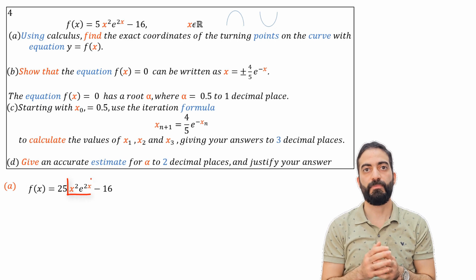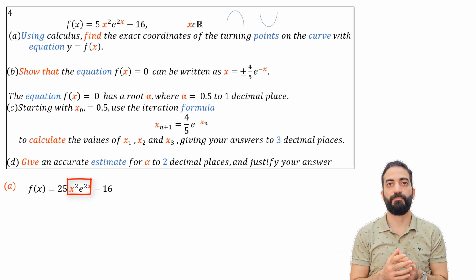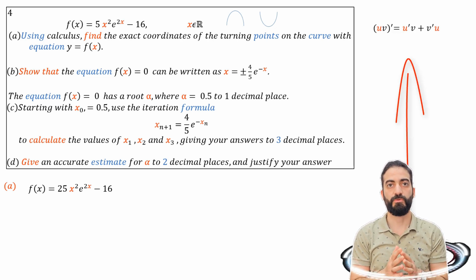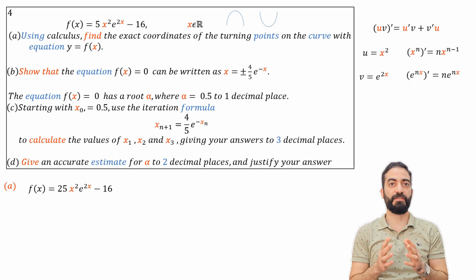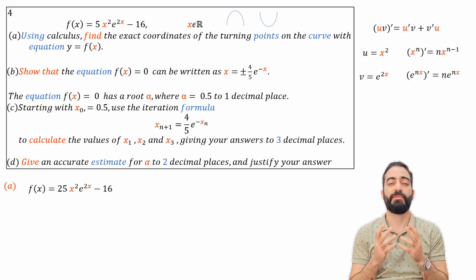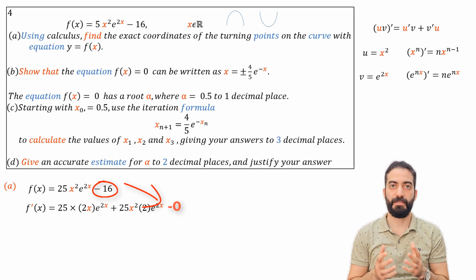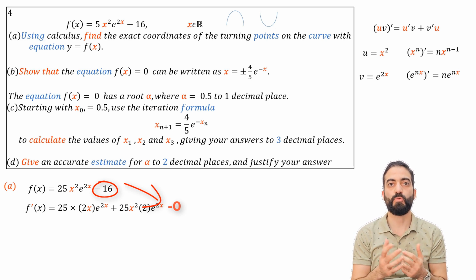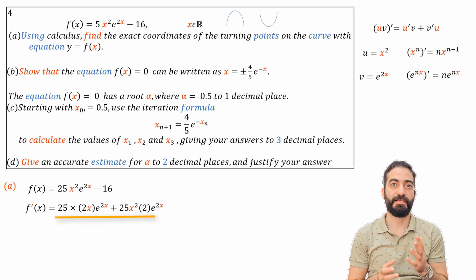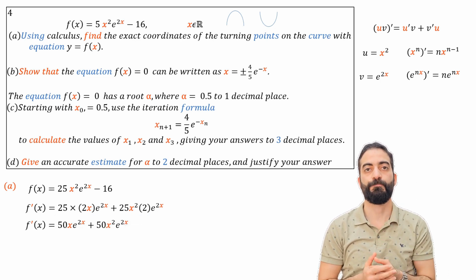As we see here, we have x squared times e to the power 2x. We can apply this rule to them to make the derivative. So we have this form. As for minus 16, it becomes 0 because the derivative of any constant number is 0. Here we did some calculation and we have this form.